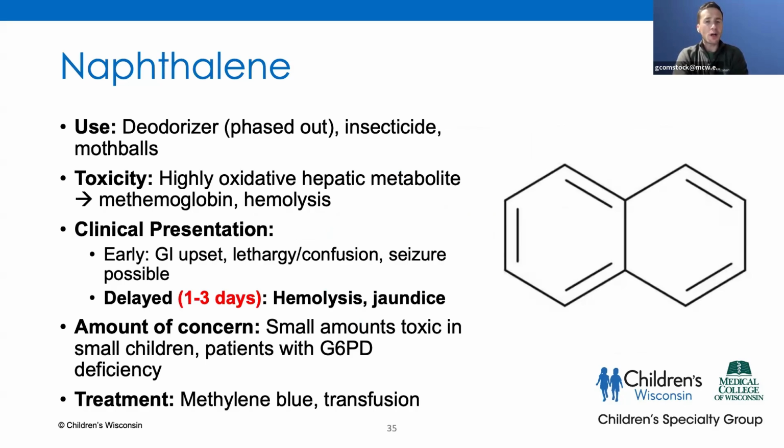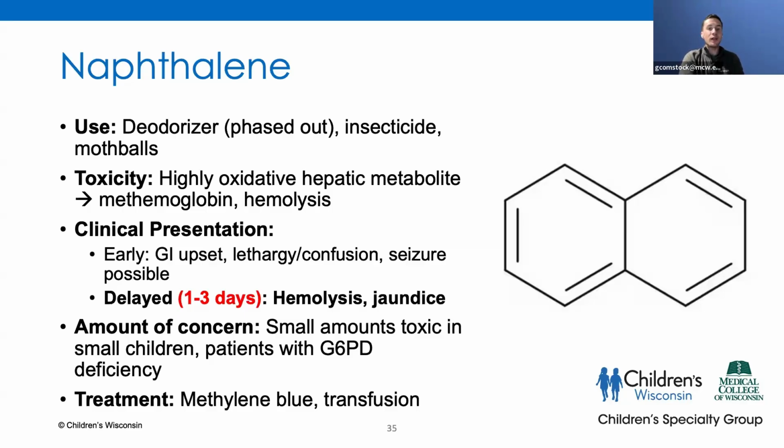Naphthalene is the first one we'll talk about and has easily the more notable toxicologic profile. Historically, it has been used as a deodorizer. Largely, it's been phased out by the compound that we'll talk about next. Also, again, it's an insecticide. It's mothballs. It has got some problems associated with it. It is a highly oxidative hepatic metabolite that then leads to the potential for methemoglobinemia and hemolysis.